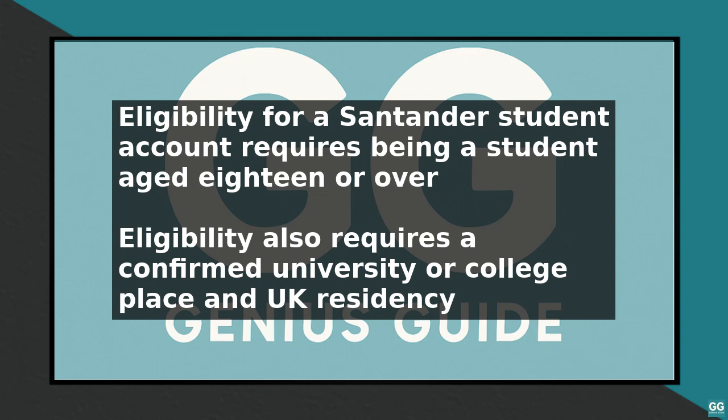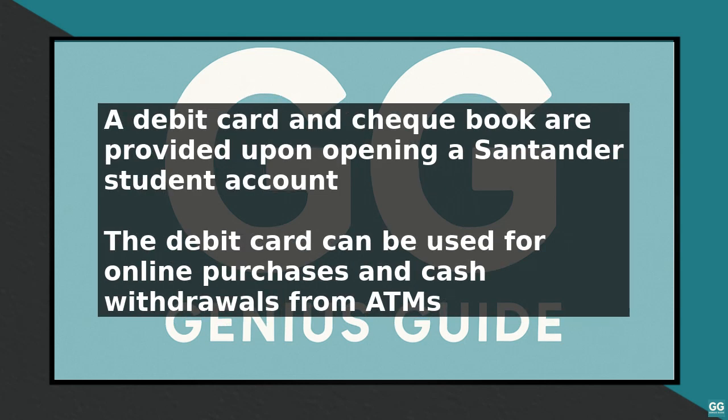First, you need to be eligible for a Santander student account. To qualify, you must be a student aged 18 or over, have a confirmed place at a university or college, and be living in the UK. You can apply online or in a branch, and you will need to provide proof of your student status and identification. Once you have opened your account, you will receive a debit card and a checkbook.